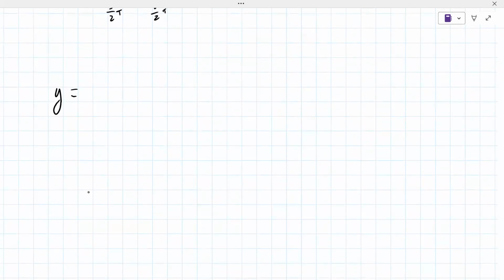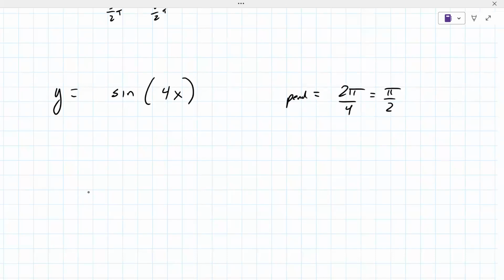So let's go back to sine. Let's say it's a sine of 4x. What would the period be this time? It's 2 pi over 4, so it's pi over 2. Okay. So this time we've got to go out pi over 2.